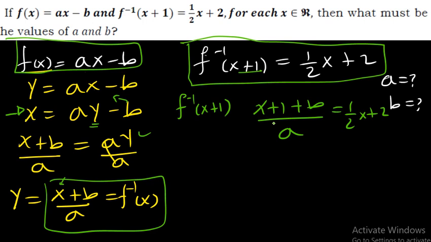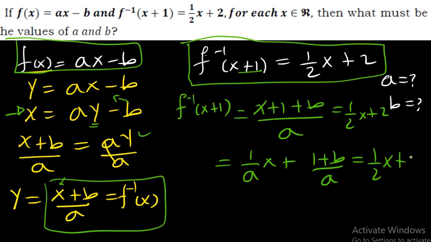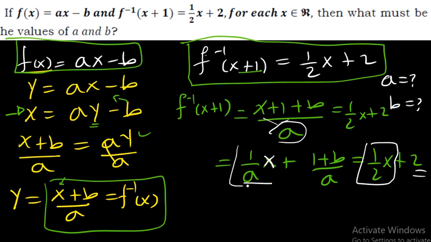So let me write the x terms together and the constants together. So this will be 1 over a times x plus 1 plus b over a, which is equal to half x plus 2. What's the purpose of writing in this way? The right hand side contains an x part and a constant part. So the same thing I have to do on the left: x part and constant part, then I will equalize.